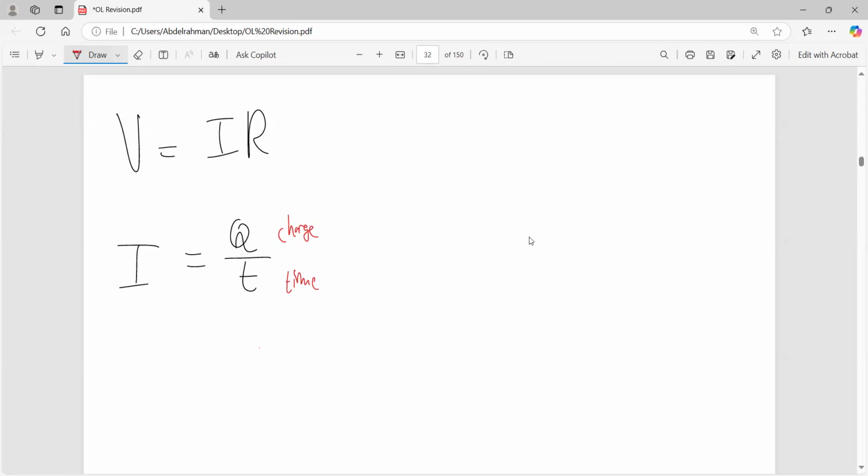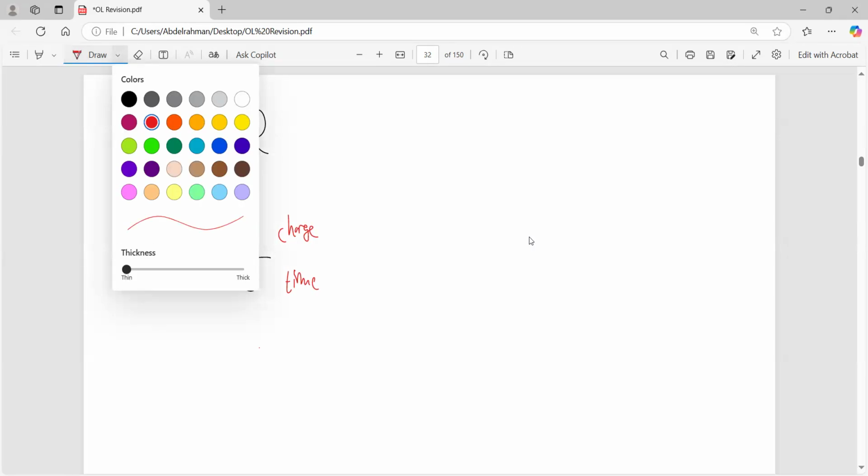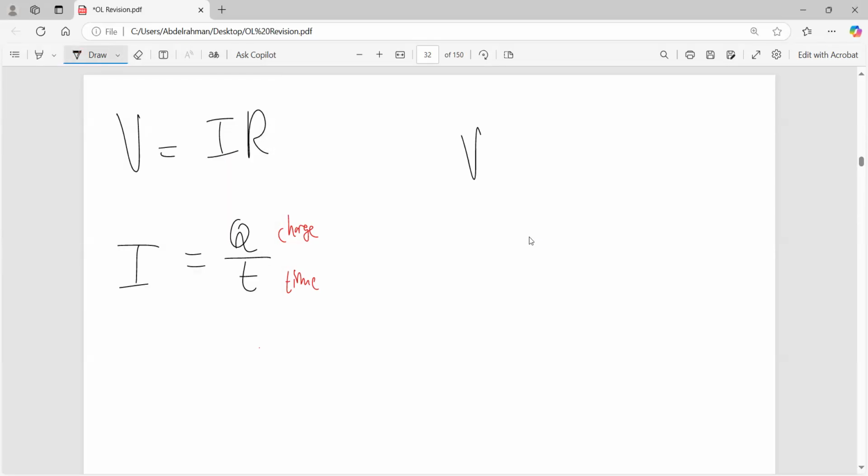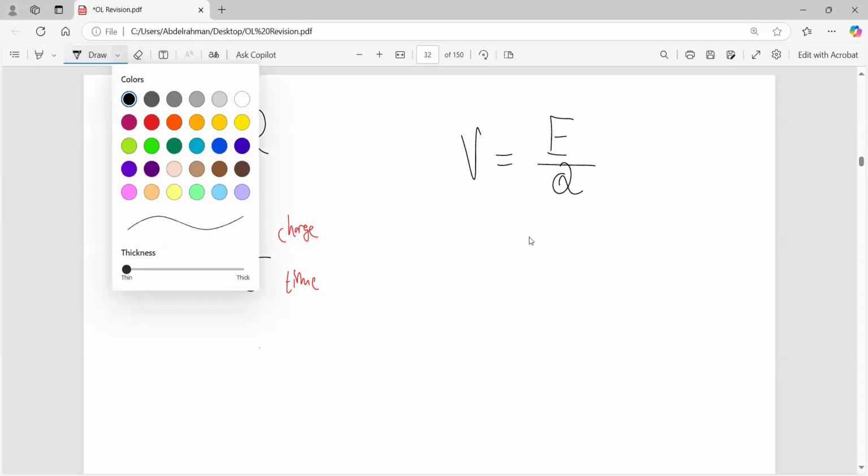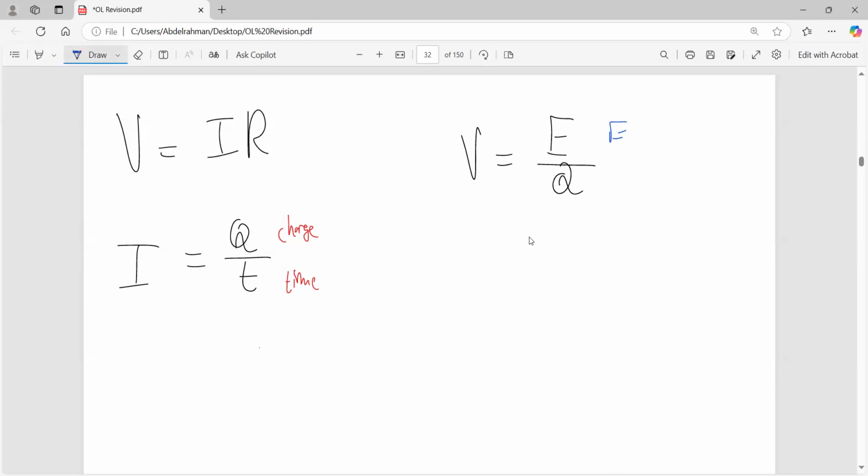And then we have another equation. What is this other equation? V equals E over Q. What's E and what is Q? E is the amount of energy per unit charge. What is V? It's the voltage. I won't necessarily have to say calculate the voltage. I can say calculate the potential difference, or I can say calculate the electromotive force.